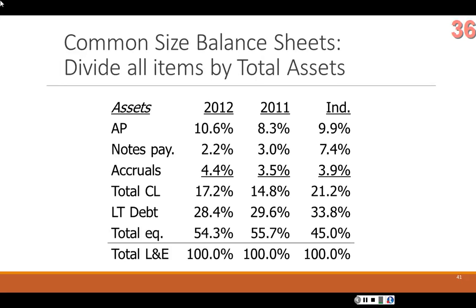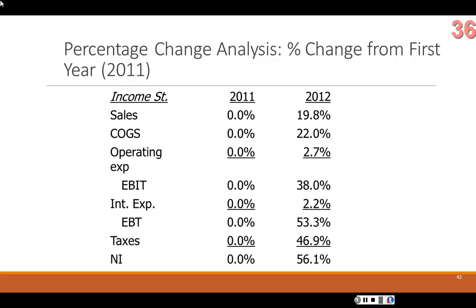So we can continue. This is still dividing all items by total assets. And we can look at things by change. So we can see the percentage change in items from one year to the next. Sales have increased 19.8%. Cost of goods sold has increased 22%. Operating expenses have increased 2.7%. Net income increased 56.1%. So the company has become more profitable.